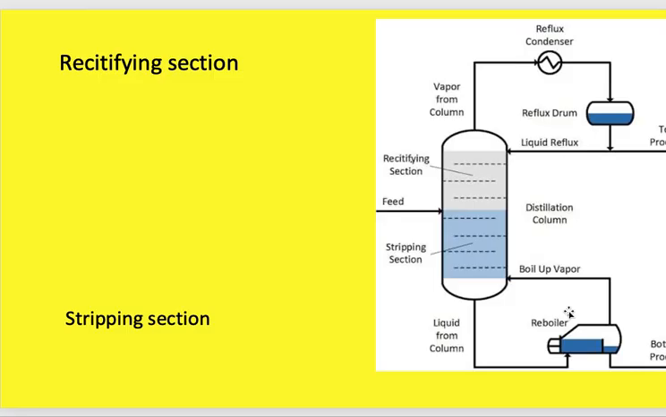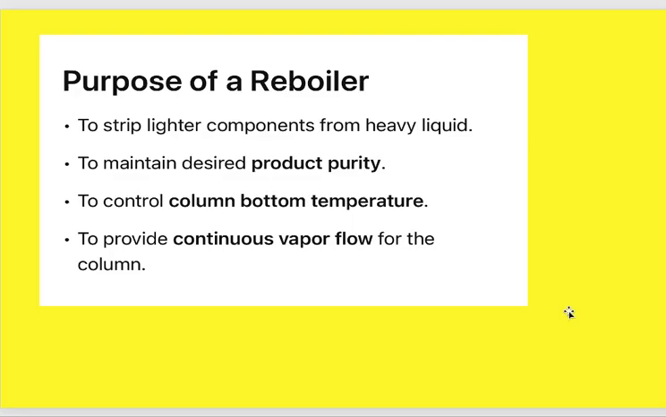So what are the types of reboiler? There are many types of reboiler. What is the advantage of each type of them? And how do we select each type of reboiler? The general purpose of the reboiler is to strip lighter components from a heavy liquid. Okay?